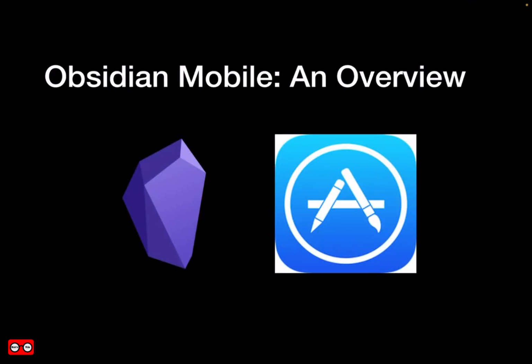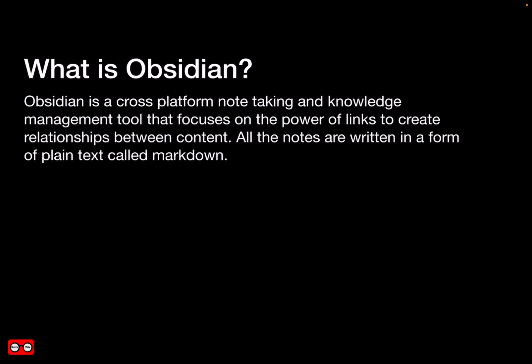Good morning. Now that Obsidian Mobile has been released for iPhone and iPad on the App Store, I thought it would be a good idea to give you an overview about what it is and what it does. Firstly, Obsidian is a note-taking tool and it works on macOS, Windows and Linux, and it's been out for about a year. It creates notes using a plain text format called Markdown. And when you create these notes, it focuses on using links to create relationships between content. So when I go through some examples, that will become a bit clearer.